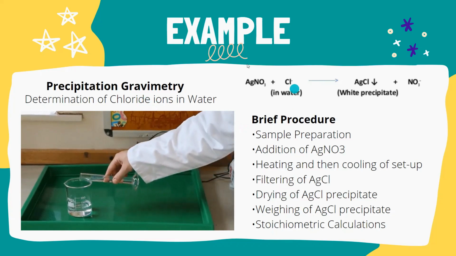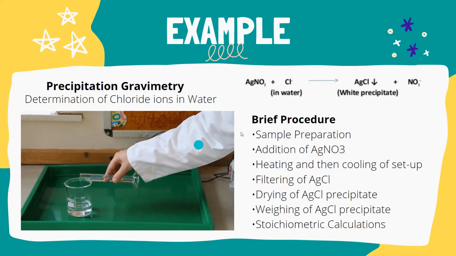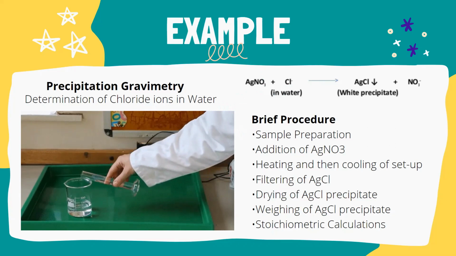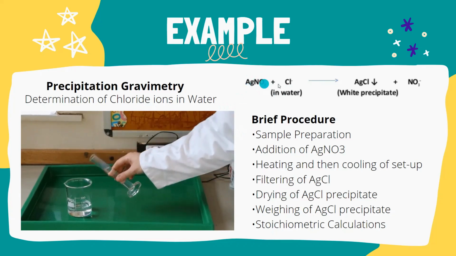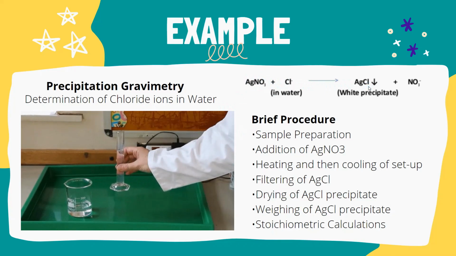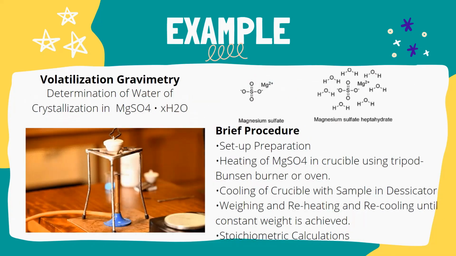So, as you can see here, yung nangyayari talaga dito is that we have chloride ions in the water, we add silver nitrate para magkaroon ng single displacement. Mag-react yung silver at yung chloride to form silver chloride, and then since yung silver chloride is insoluble in water, magkakaroon ng precipitation. For volatilization gravimetry naman, determination of water of crystallization in magnesium sulfate times XH2O.